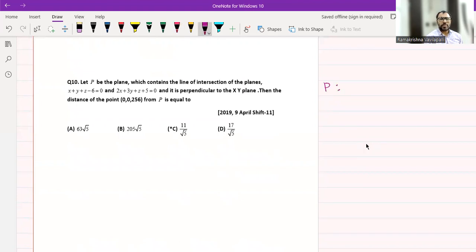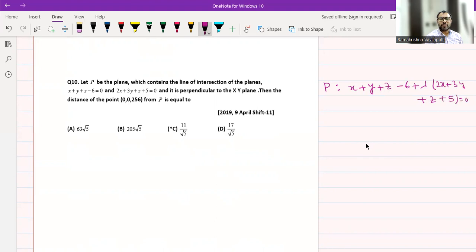What is the equation of plane? x + 2y + z - 6 + λ(2x + 3y + z + 5) = 0.